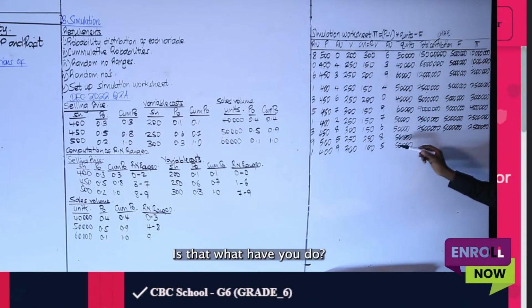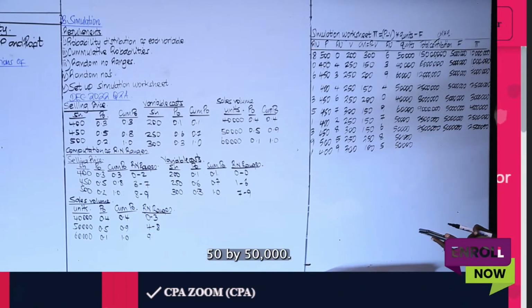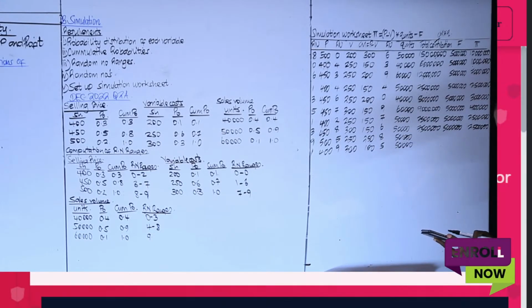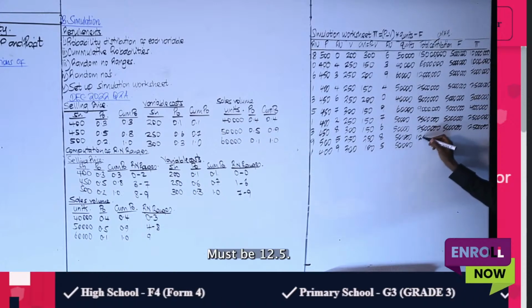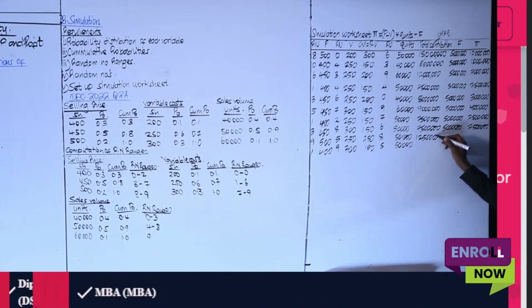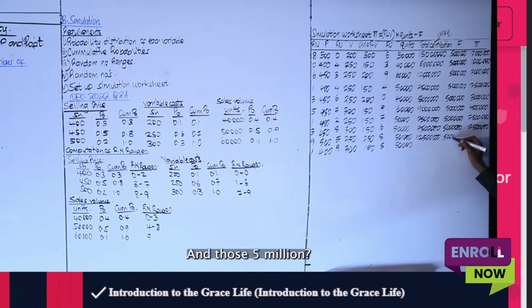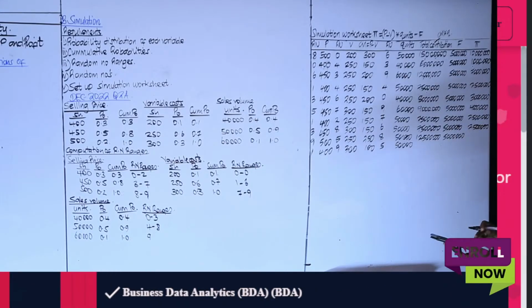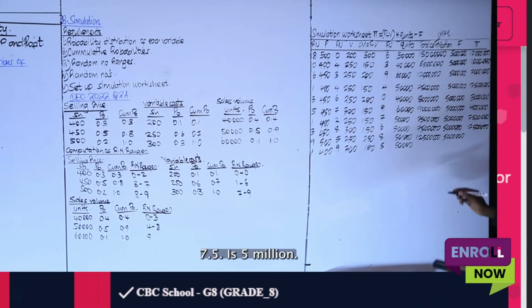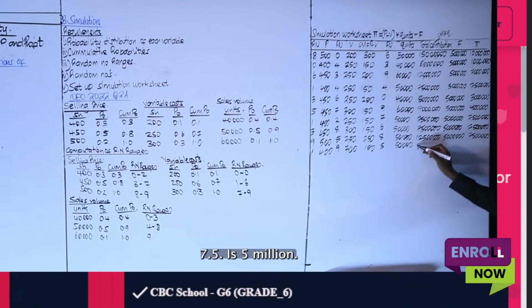What have you? 250 by 50,000 must be 12.5. And that is 5 million. 7.5. This is 5 million.